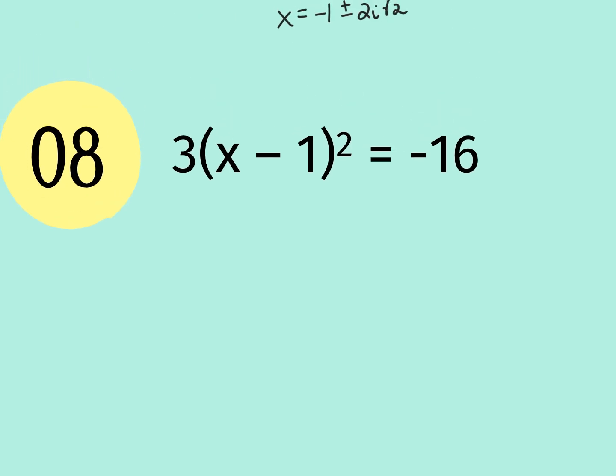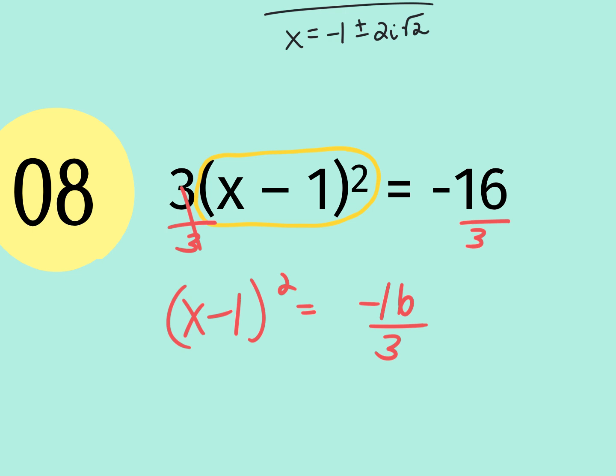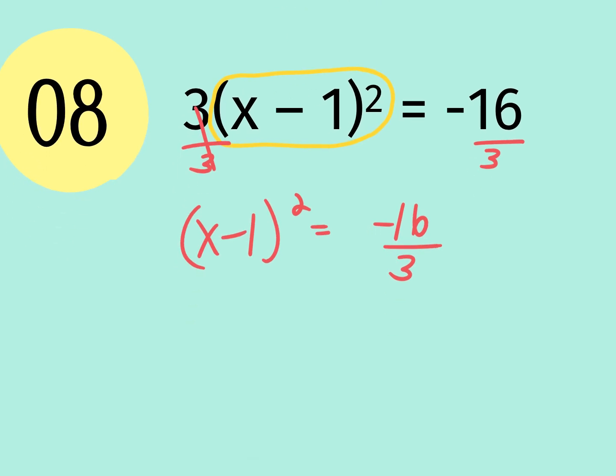All right. Last one. 2 options here. We could write x minus 1 twice, FOIL it, distribute the 3 in, move the 16 over, then complete the square or quadratic, or what can we do? Okay, let's isolate our binomial first. I like that you guys said that. Divide both sides by 3. So x minus 1 squared equals negative 16 over 3.